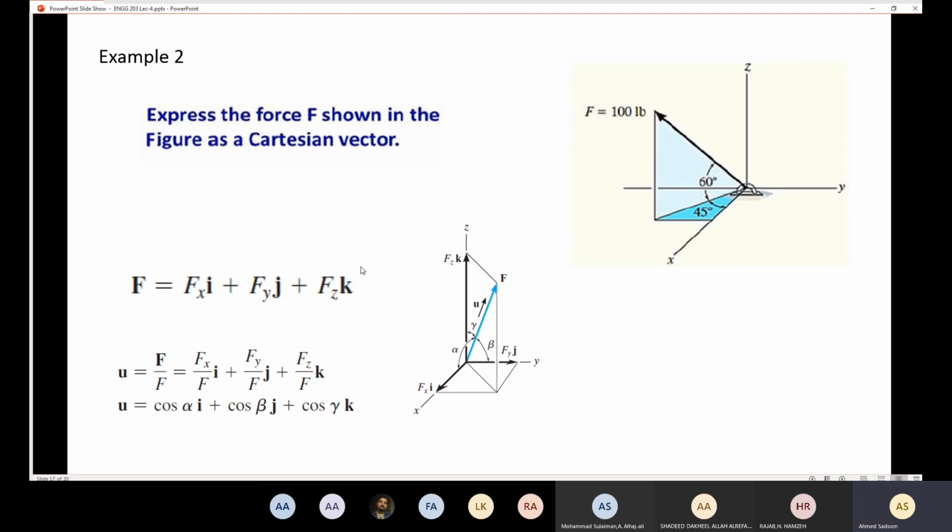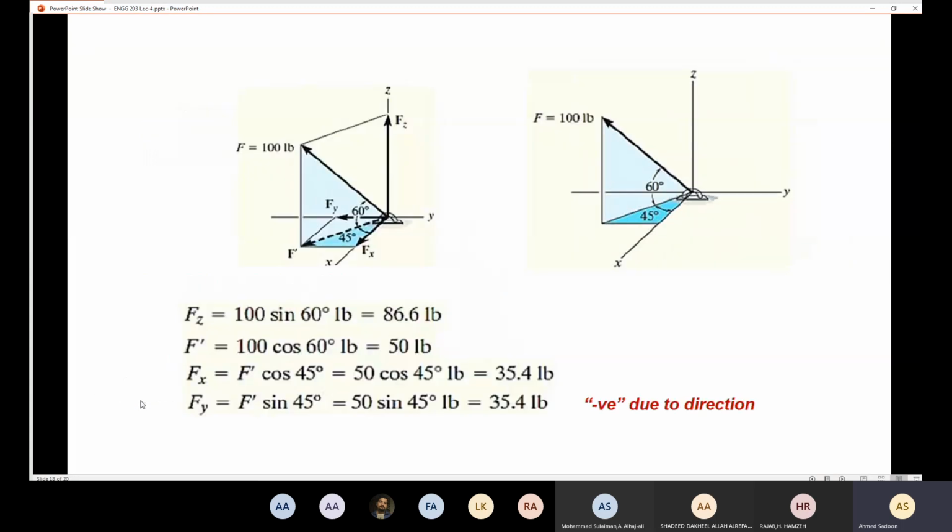So we want to express that force in Cartesian vectors. Also, we want to calculate the unit vector. So like I said here, I'm going to have an additional axis. Here he calls it F prime or F dash. I call it z dash. It doesn't really matter. So here we decompose the force: Fz is going to equal 100, like I said, sine 60 pounds. So we finish with Fz.